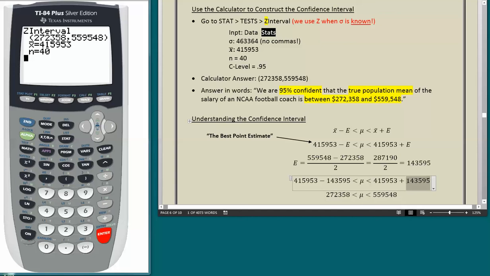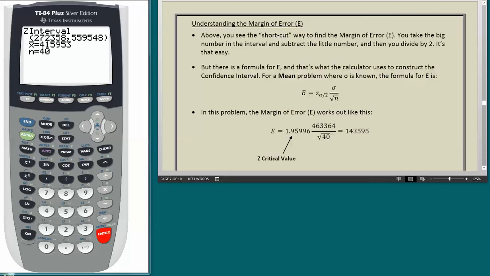And if you take this number and add this number, you will get this number. So that's how the confidence interval works. Well, let's see where this margin of error came from. In other words, how the calculator calculated the margin of error.